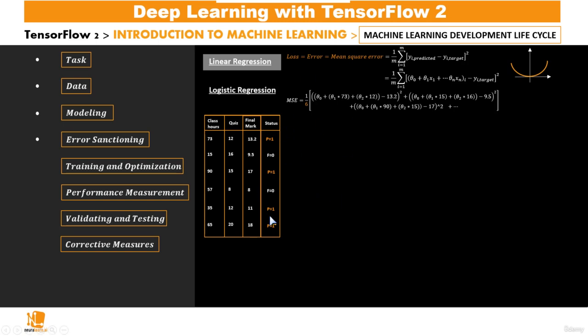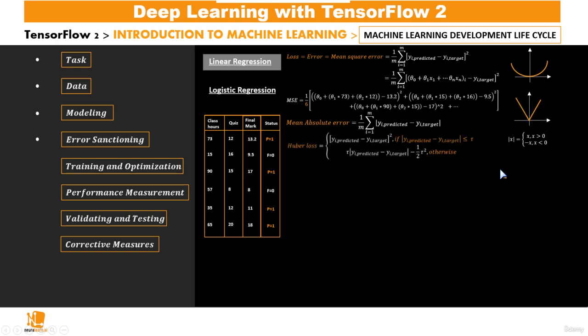Another example of a loss function is the mean absolute error. In this case, instead of squaring y predicted minus y target, we take the absolute value of y predicted minus y target, hence the term mean absolute error. And here we divide by m again. So we have this, and then recalling that the absolute value of x is equal to x if x is positive and negative x if x is negative, we have this kind of function.